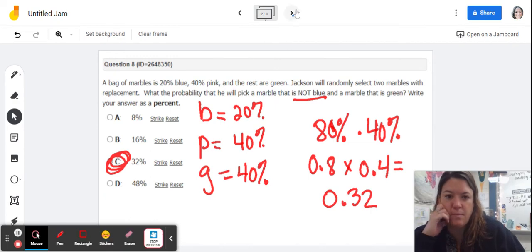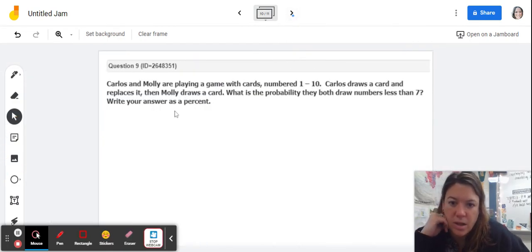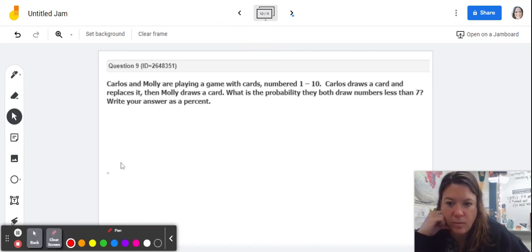All right, question number 9. Carlos and Molly are playing a game with cards 1 through 10. Carlos draws a card and replaces it. Then Molly draws a card. So what's the probability they both draw numbers less than 7? So out of 10, less than 7 would be 1, 2, 3, 4, 5, and 6. That's 6 numbers out of 10 that are less than 7.